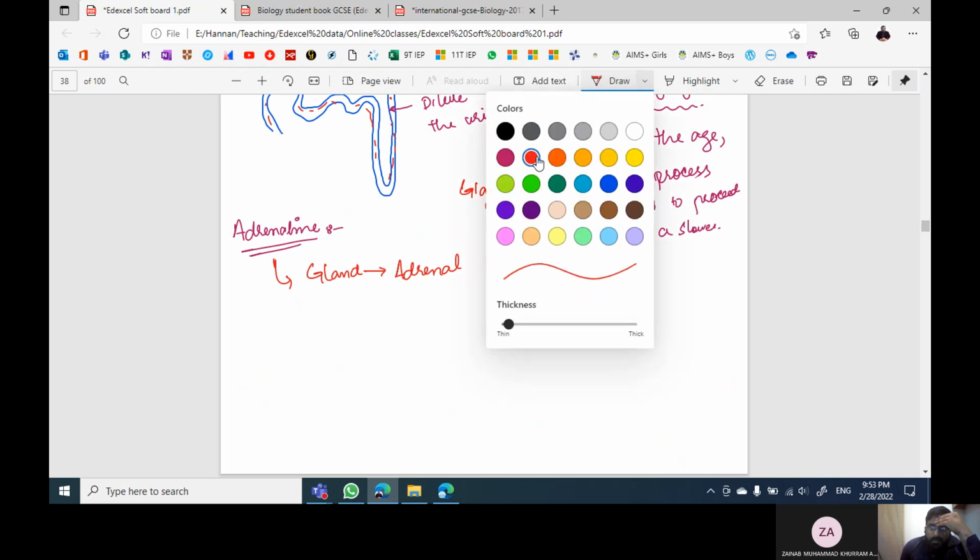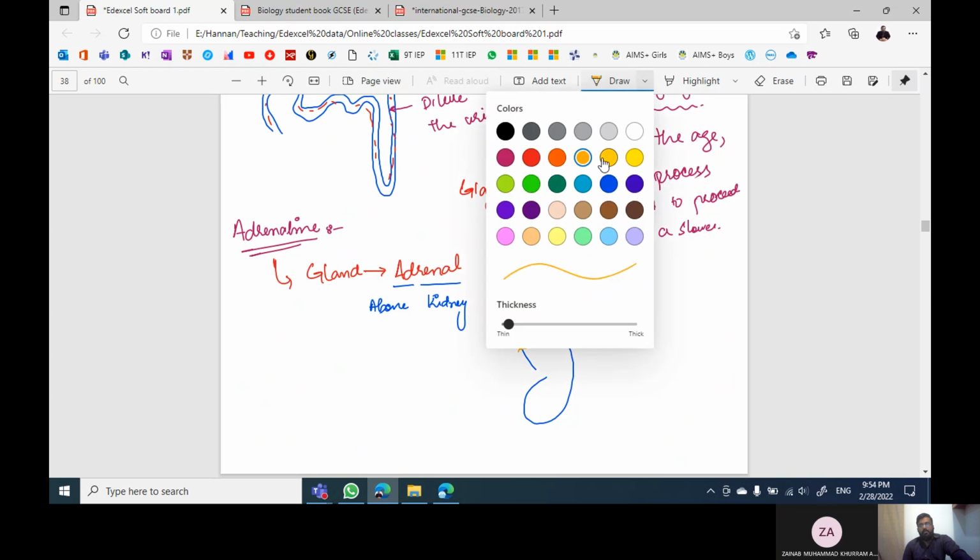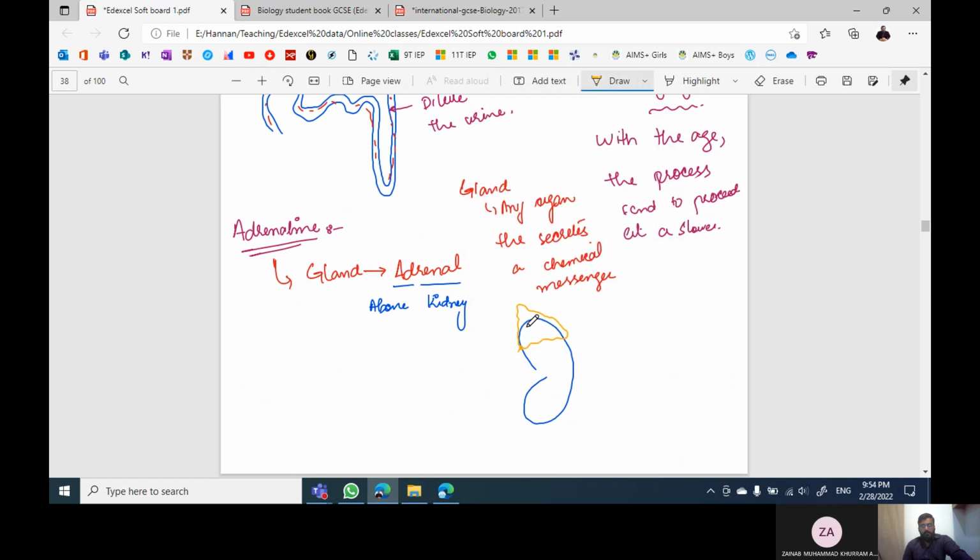And from where did it get the name adrenal? Ad means above, and renal means kidney. So it is a gland situated just above the kidney, and due to fats, it is of this color, and it has two main regions. There is a clear color difference between these two.